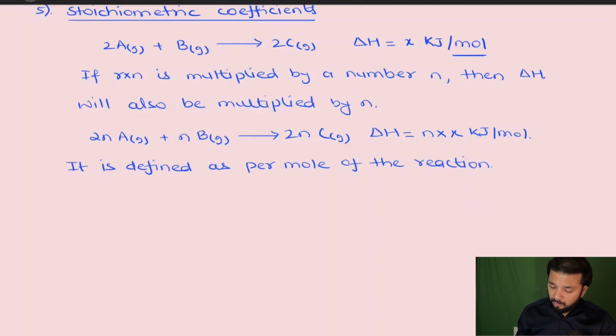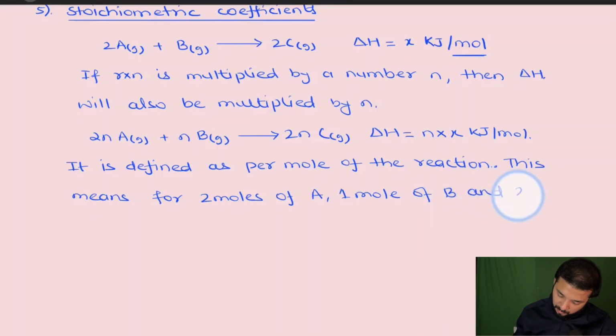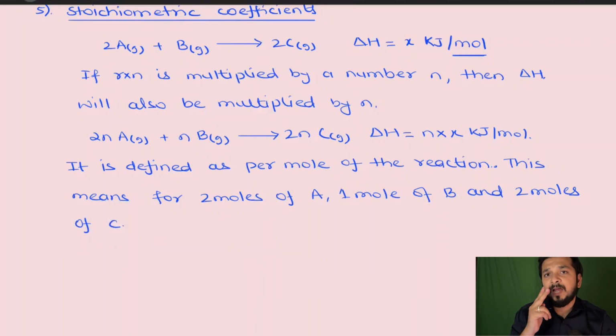Now, when I'm saying per mole of the reaction, it means for 2 moles of A, 1 mole of B and 2 moles of C. When I'm saying per mole of reaction, it means we will have 2 moles of A, 1 mole of B and 2 moles of C. Is this point clear?